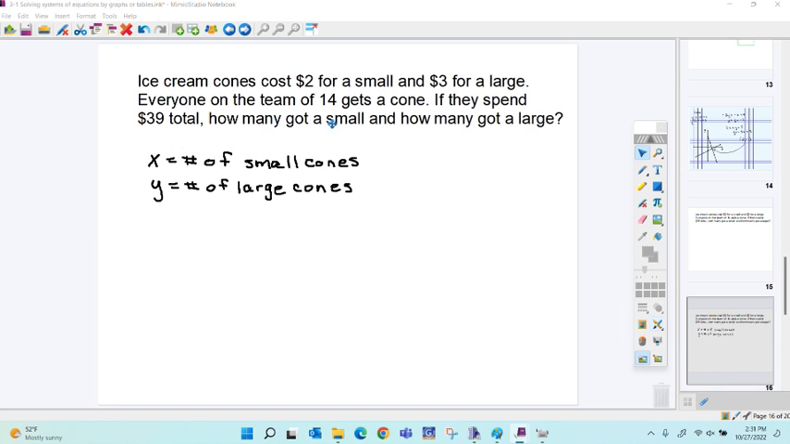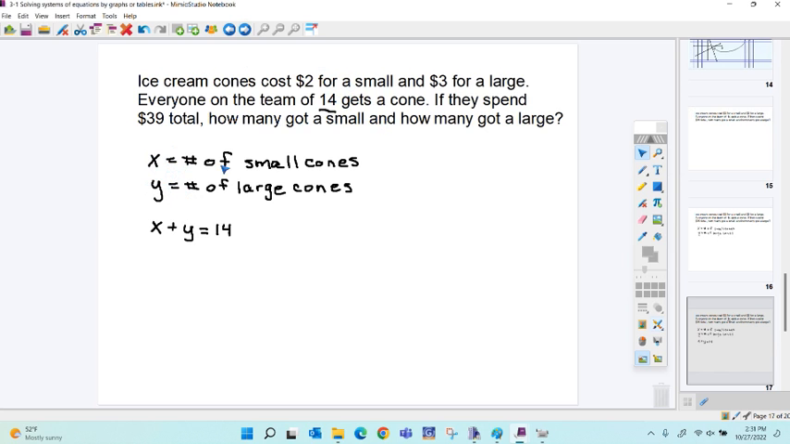The other one has to do with the number of cones. So how many cones are there altogether from this problem? 14. So what will represent the 14? The number of the smalls and the number of the larges together. So we would have x plus y equals 14. We don't need a z. That's one equation.